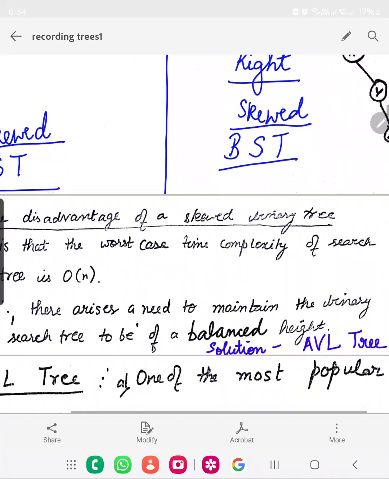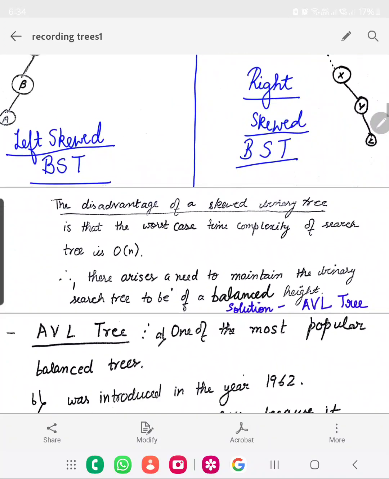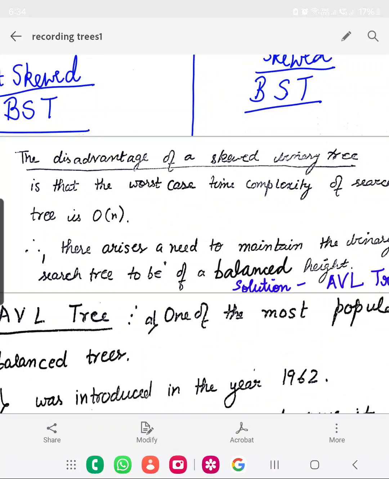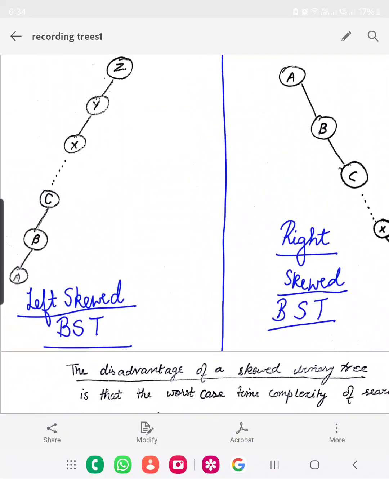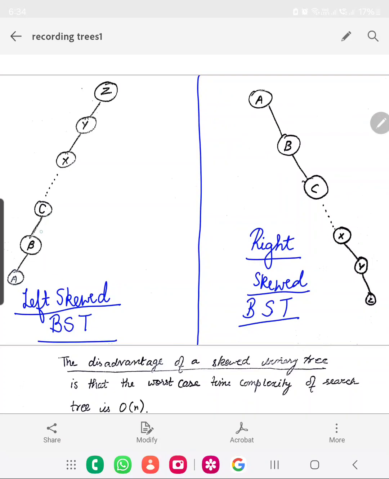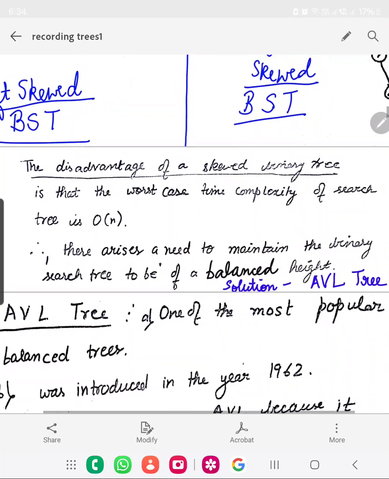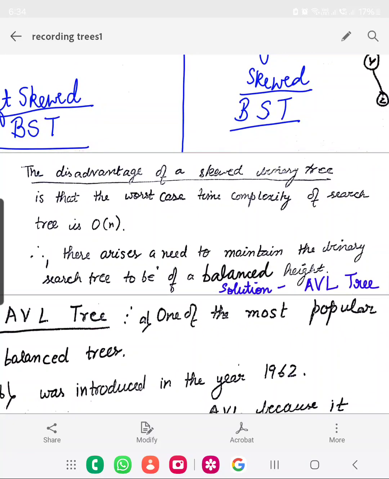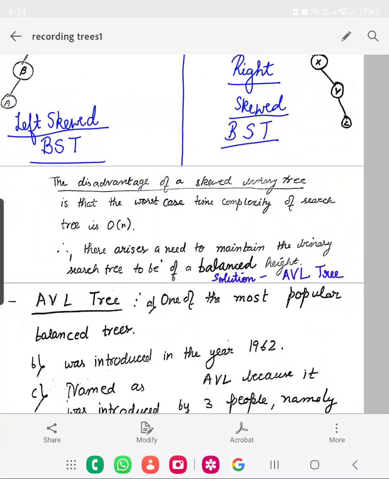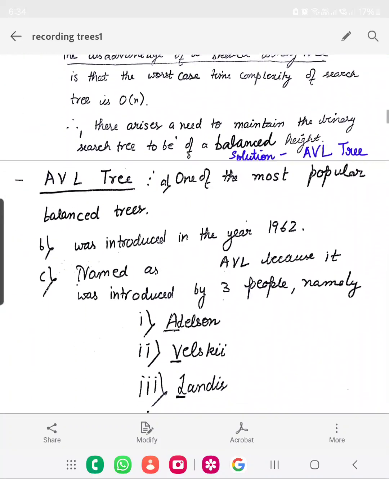So the solution is that we need to have a balanced height tree, because the skewed trees have a large height on the left side and a large height on the right side. So that we have a balanced tree, the solution for this is the AVL tree, so that we have a balanced binary search tree, so that the search takes less time. So one of the solutions is the AVL tree.